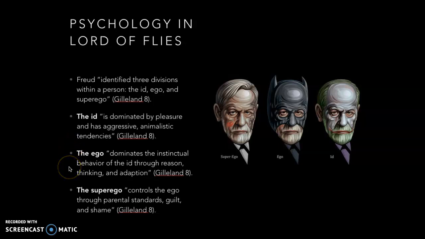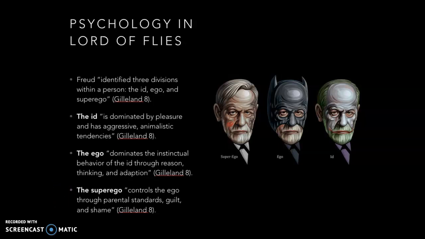Then we have the ego, and this is more of the mediator between the id and the superego. It's our conscience, and this part of us has to choose between the id and the superego. The superego is connected to our morals, parental standards. It does make us feel guilty and shame at times when we want to do something immoral. So it is the part of us that wants to do good.